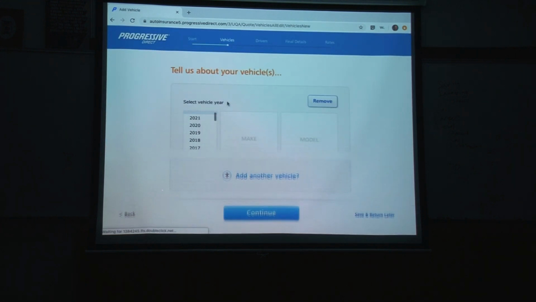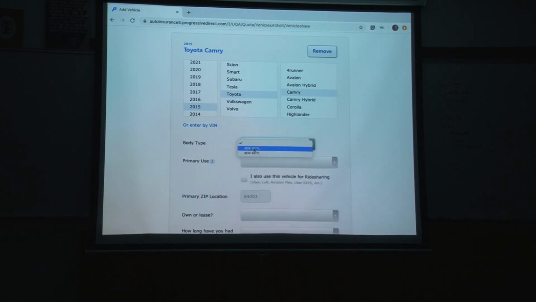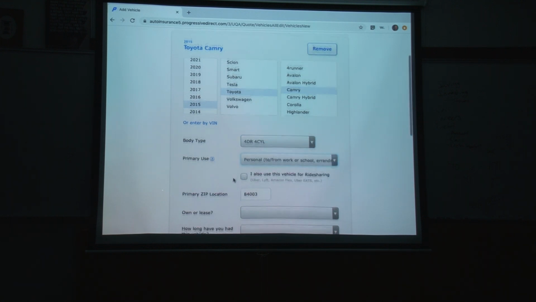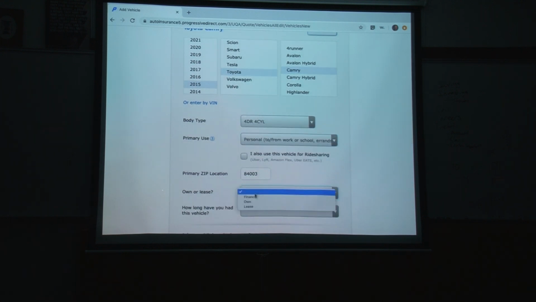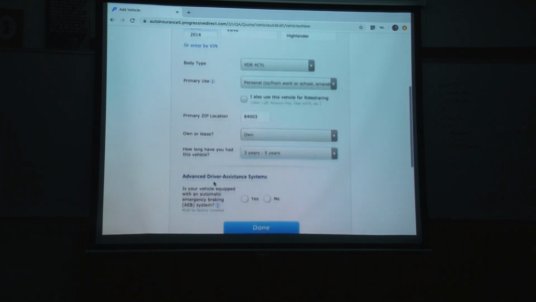Now it's going to ask us to add some vehicles, so I'm going to do that quickly. I'm going to put in a 2015 Toyota Camry, and we're going to say it's a four-door, four-cylinder. Primary use is personal, and we're going to say that we own this vehicle, and that we've had it from 3 to 5 years, okay?